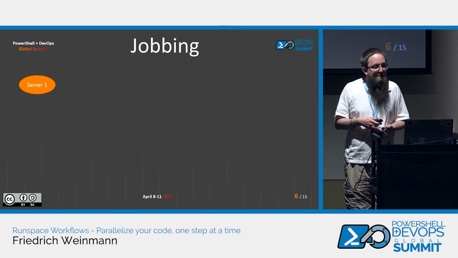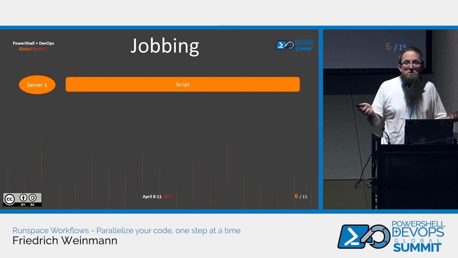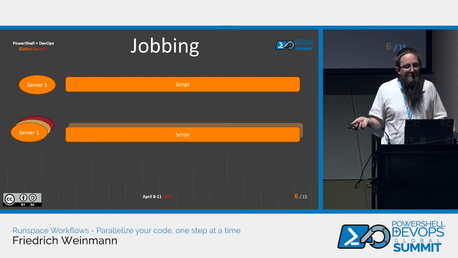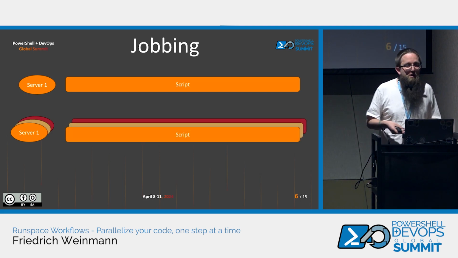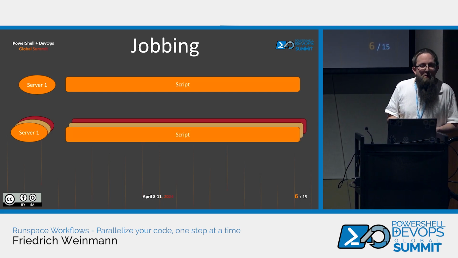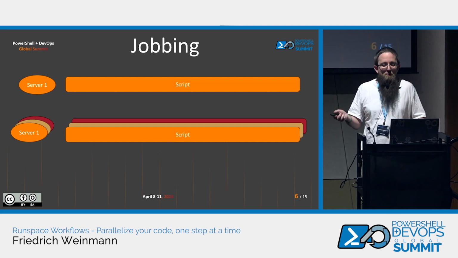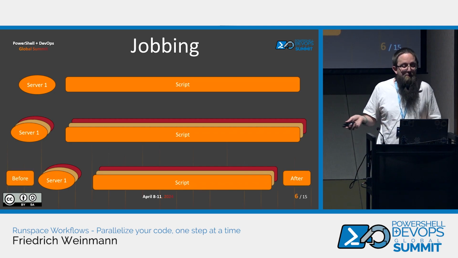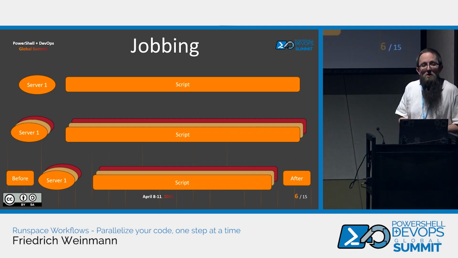Let's say I've got a server I want to run a script against. Simple enough, just one task sequence that I'm doing. And if I now have 100 servers, I run this script 100 times in parallel and wait until I'm done. And if I've got a management solution, something a bit more complex set up, I can do something before and after and just tie that whole thing into the workflow.